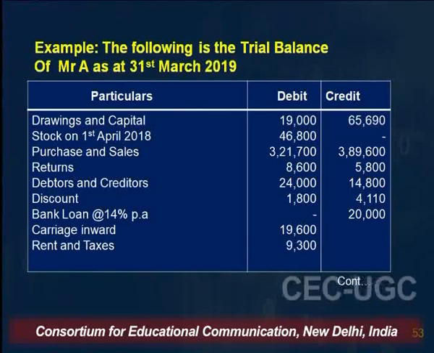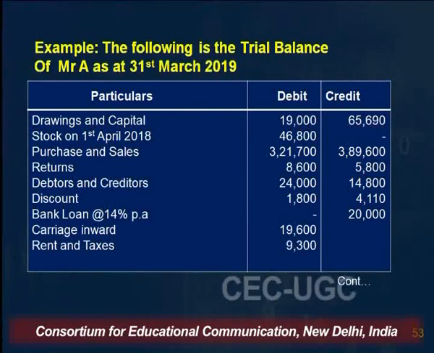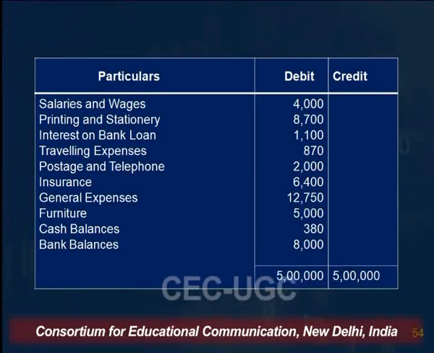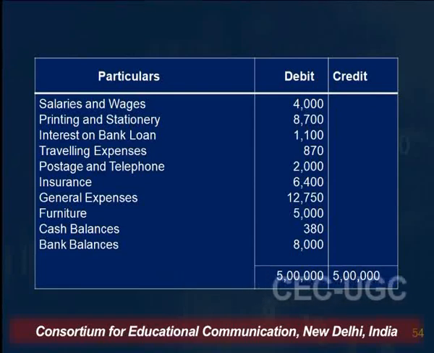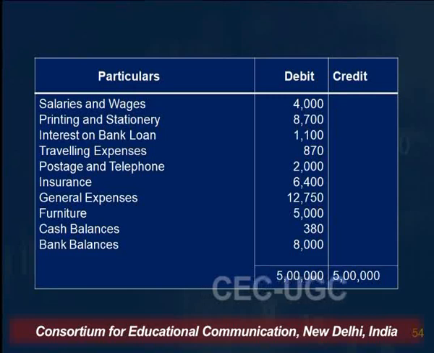Carriage inward is an expense, a direct expense, and will be shown on the debit side of the trading account. Rent and rates is an indirect expense, pertaining to the nominal account, and will be shown on the debit side of the profit and loss account. Salaries and wages is again an indirect expense and will be shown on the debit side of the profit and loss account. Printing stationery, interest on bank loan, travelling expenses, postage and telephone, insurance, general expenses, all these items are related with the nominal account, because all these are expenses, and all indirect expenses are shown on the debit side of the profit and loss account.